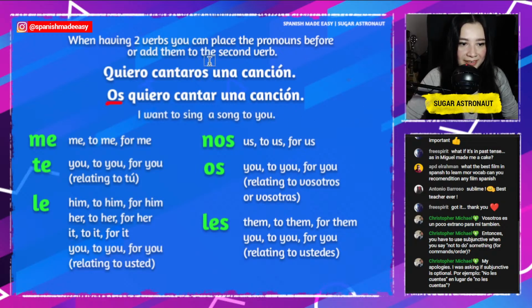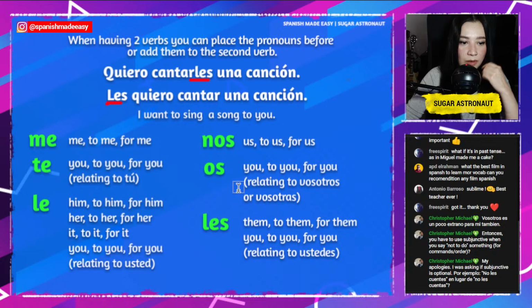Okay. Remember, this is plural you, so you're talking to a group of people. Quiero cantaros una canción, or os quiero cantar una canción. Okay. Lastly, guys, quiero cantarles una canción, or les quiero cantar una canción. That's the last one. And this means I want to sing a song to you guys. The same thing. Remember, os, Spain; les, Latin America. And yeah, that's what you're saying. Quiero cantarles una canción. Les quiero cantar una canción. Same thing.